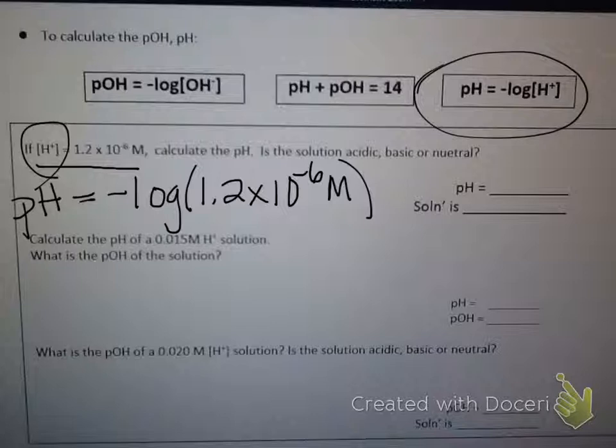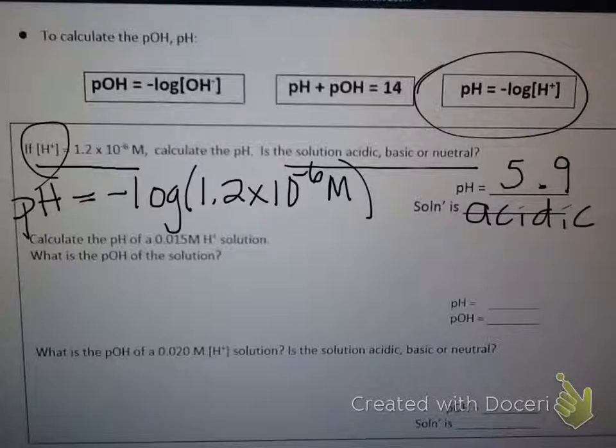I got a pH of about 5.9. So the pH is about 5.9. Now, is the solution acidic, basic, or neutral based on that pH? Well, it's less than 7. pHs less than 7 are acidic. So this is an acidic solution. Alright, let's look at the next one.